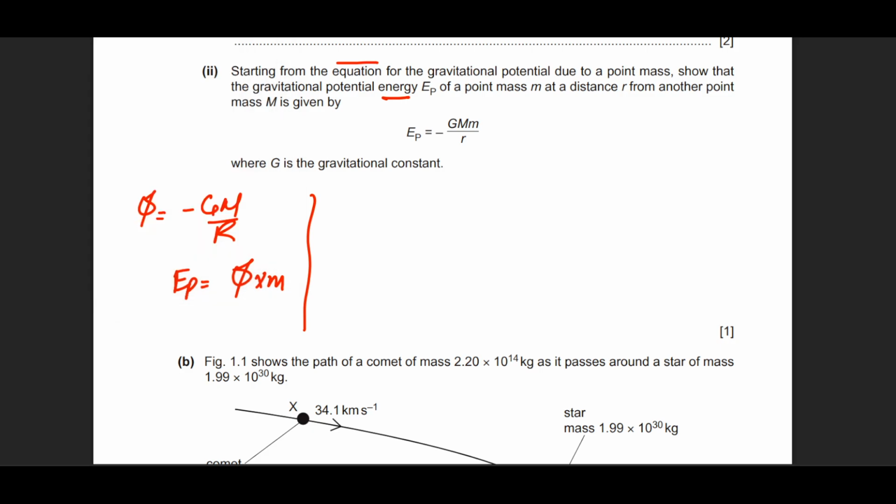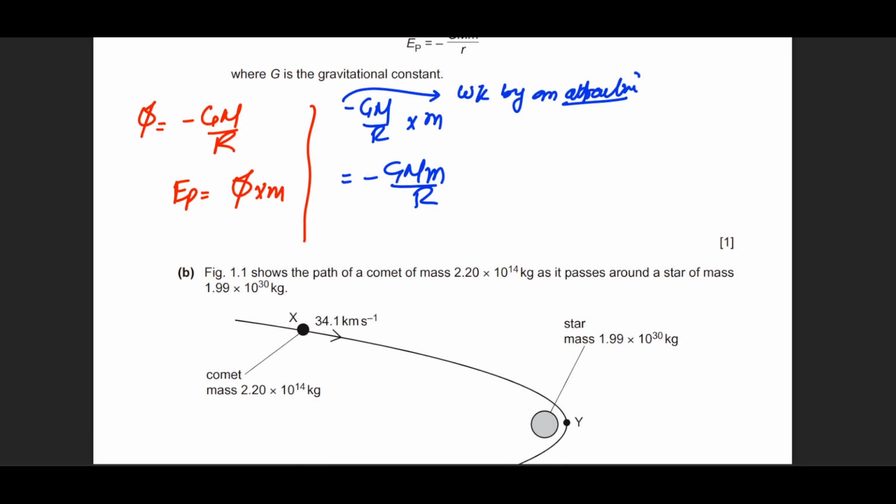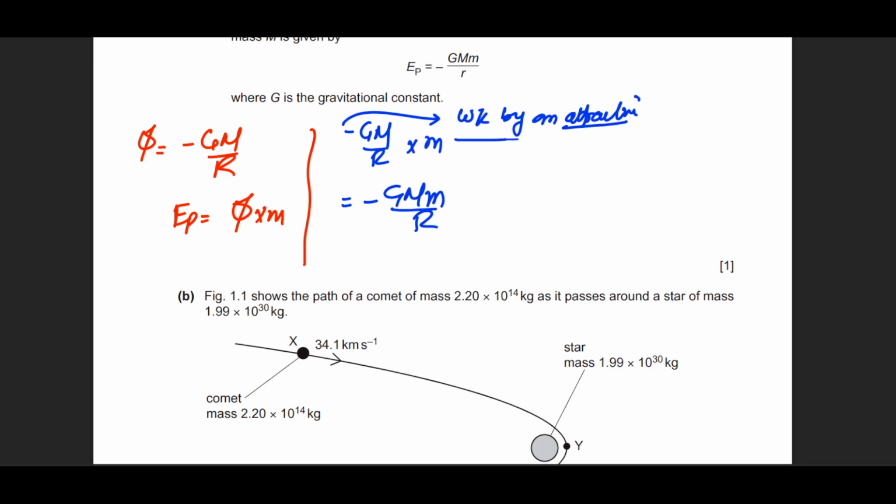So simply put forward, that would have been negative GM over r multiplied by m, which is GMm over r. The negative suggests that this is work done by an attractive force, or the system does this work on its own. You didn't do this. The gravity is going to attract this object on its own. The work done is negative. Or another scientific way of saying this is that work done by an attractive force is negative.